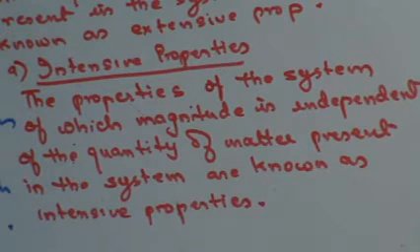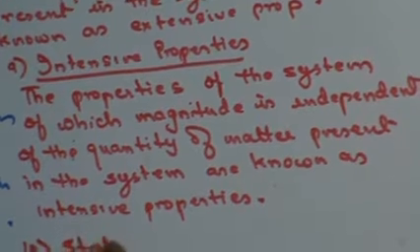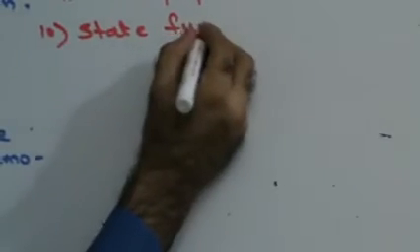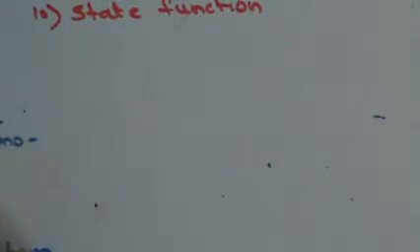Right, so you have extensive properties and you have intensive properties. Next, let's see what are the different types of functions that you have. You have something called a state function. Right? What are state functions?